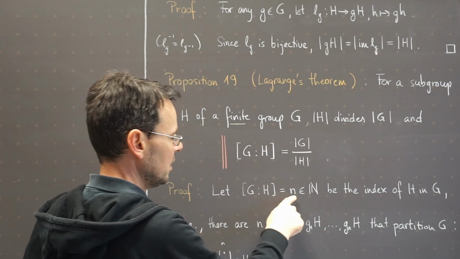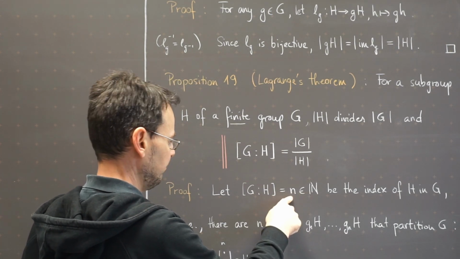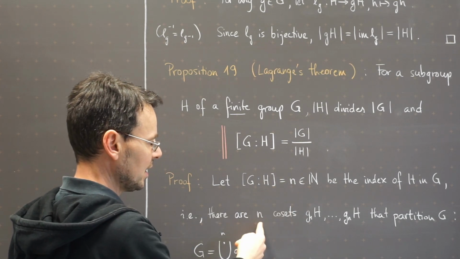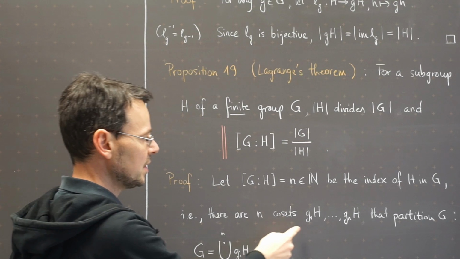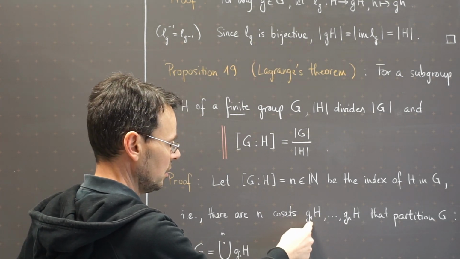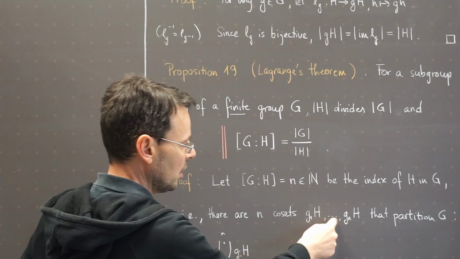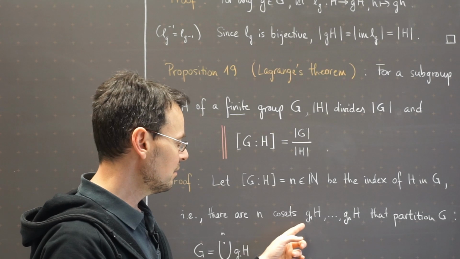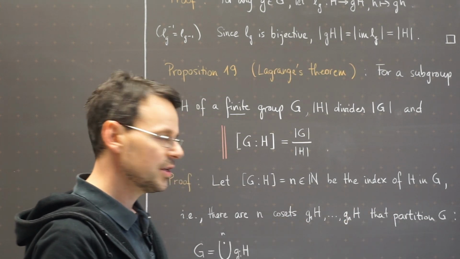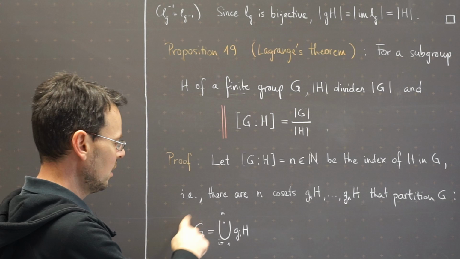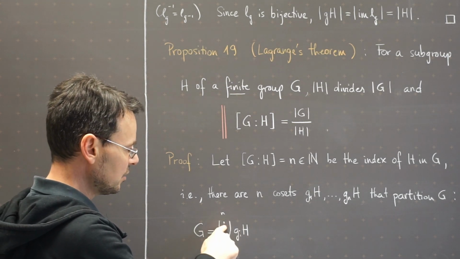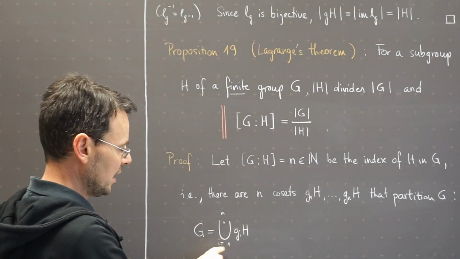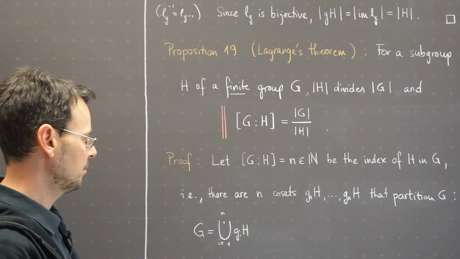So we abbreviate this index here with the natural number n. And index being equal to n means exactly that there are n different left cosets, which I denote like this: g1H, g2H, and so on up to gnH. And these different cosets form a partition of the group, meaning the group can be written as the disjoint union, that's this dot here, disjoint union of all these cosets, i running from 1 to n.